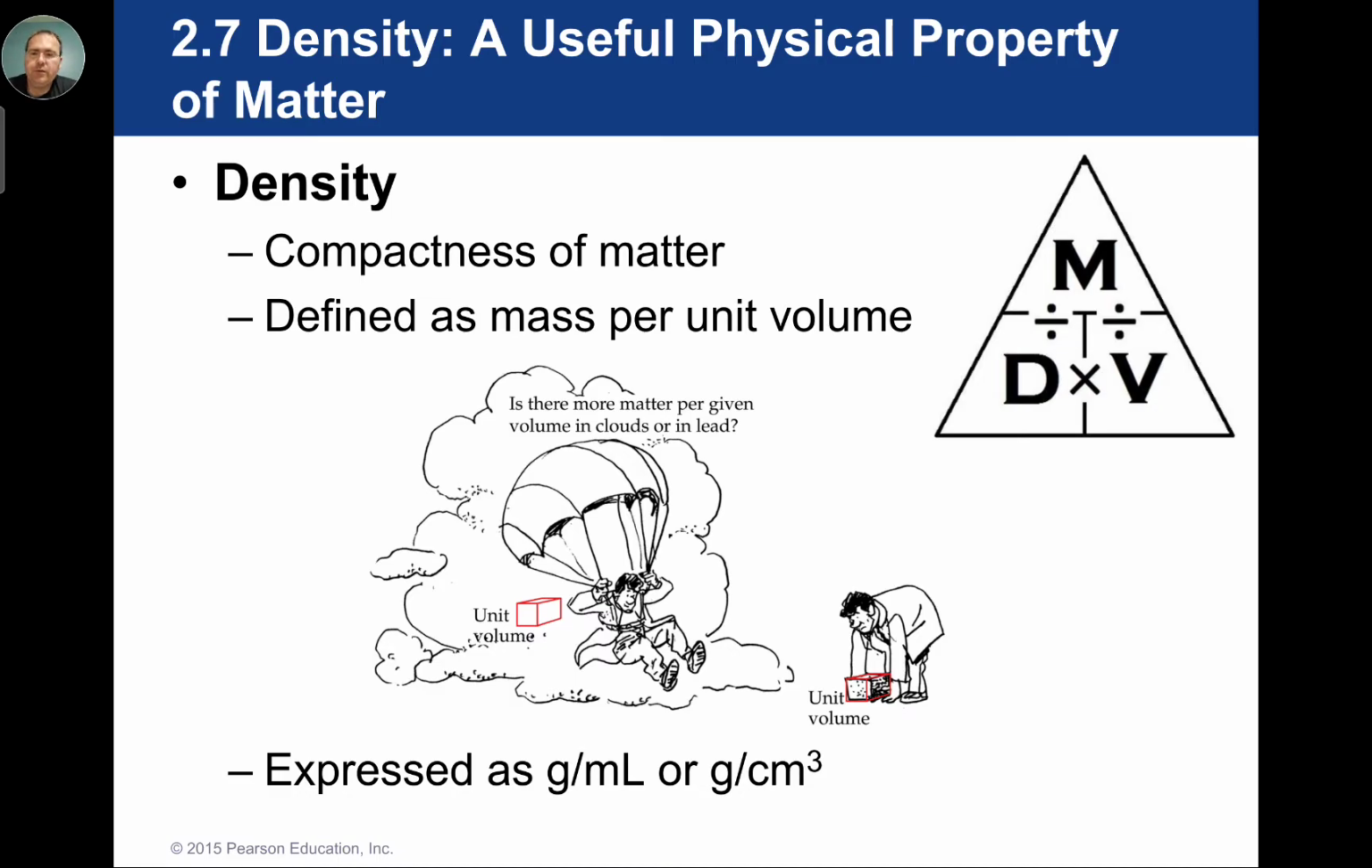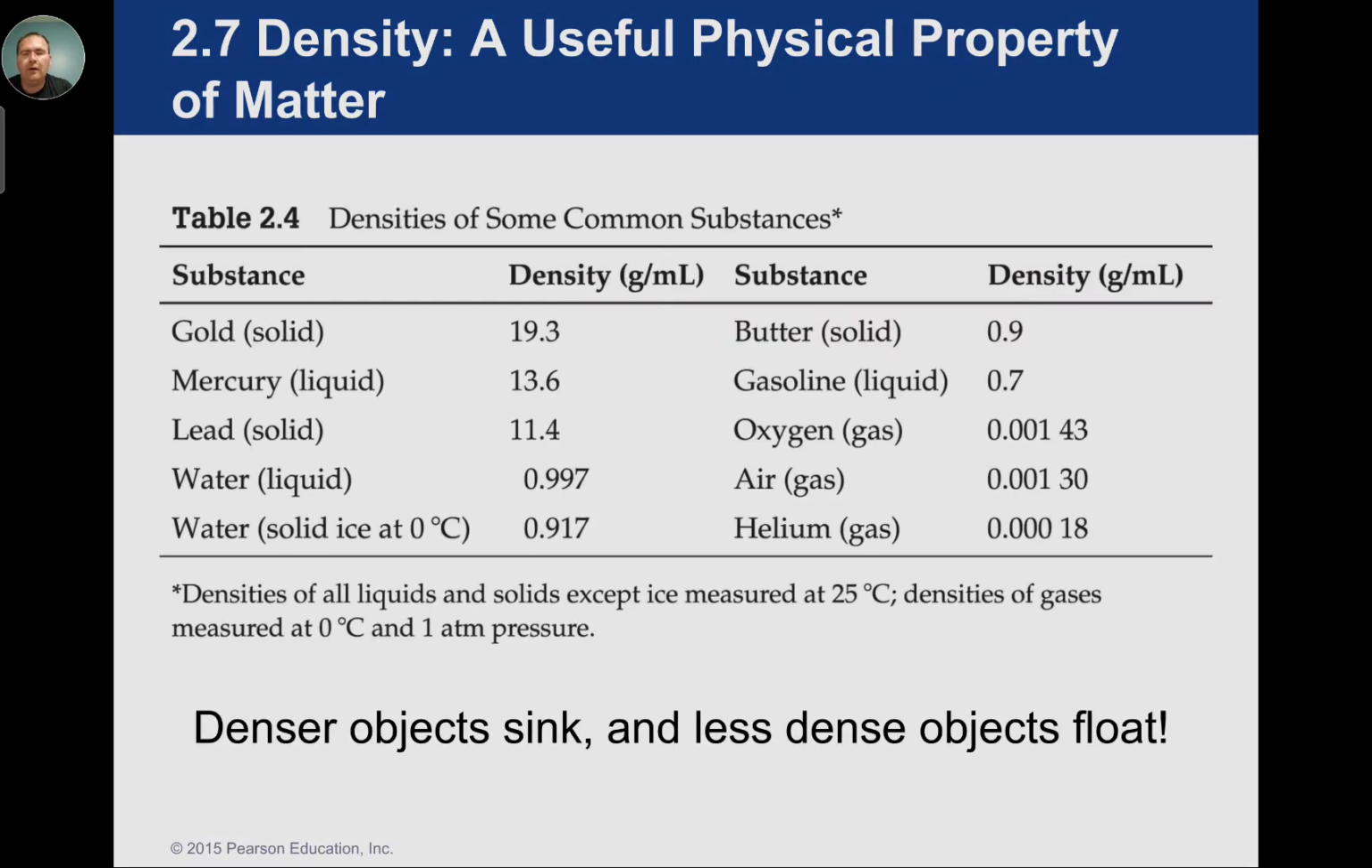But it does show us the compactness of matter. So how close together can those atoms get to one another? The closer they can get, the more dense an object will be. As we look at densities, realize that the denser object will sink, a lesser dense object will float.